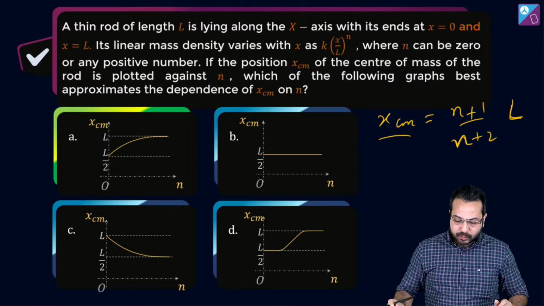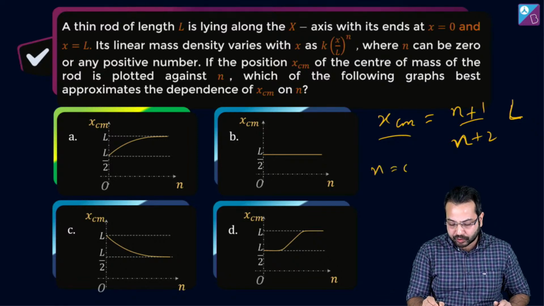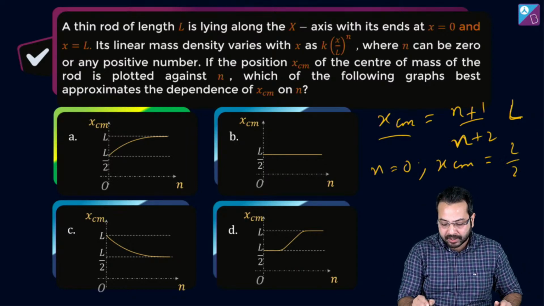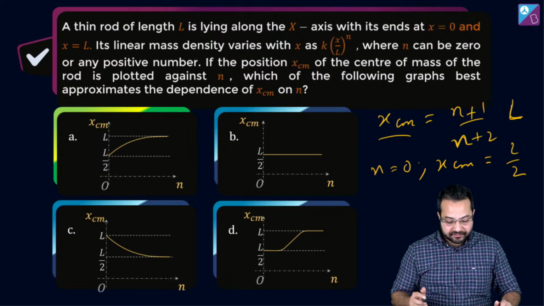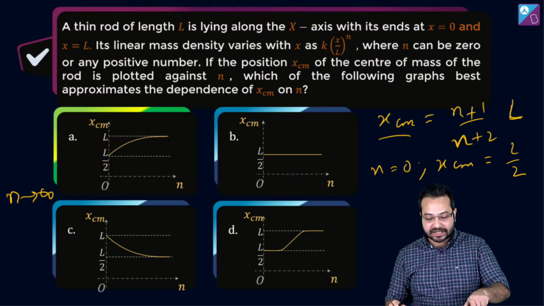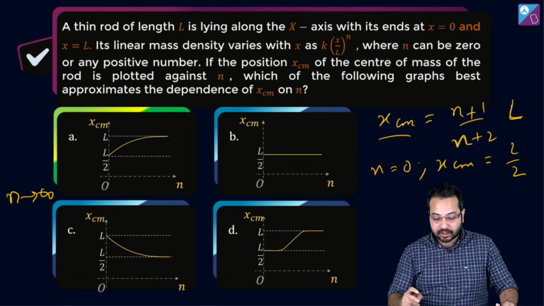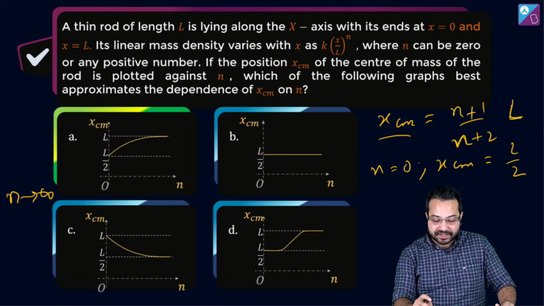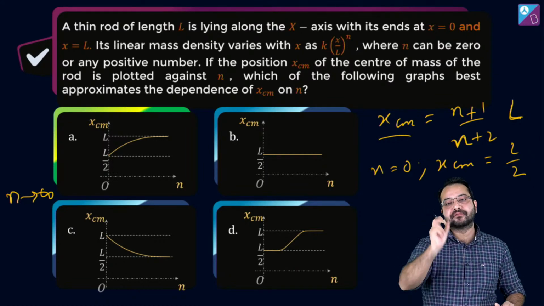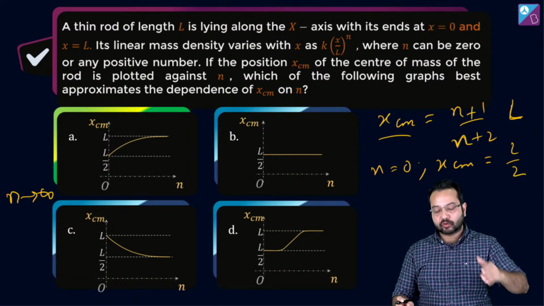So in this one, if I put n equal to 0, what is going to be XCM? XCM is going to be L by 2. And if I put n tending to infinity, let me write it over here. Then this is going to give me L. Infinity plus 1 is infinity and infinity plus 2 is infinity, so both those terms are going to get cancelled.